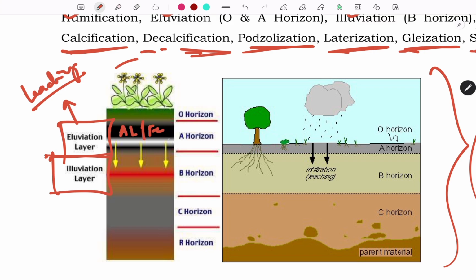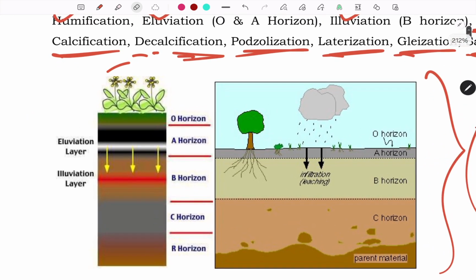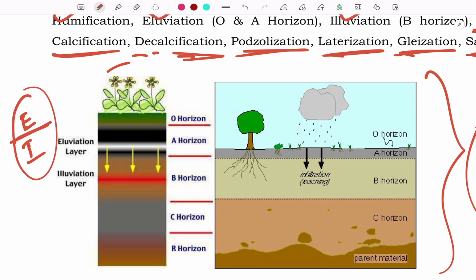iron in this zone get leached into this layer, and this layer is called the illuviation layer. See, how can you remember these two layers? These two layers are important, okay? We have to remember them. Eluviation and illuviation layer. If you think alphabetically, E comes first, then comes I. So you can remember like this: E comes first means the eluviation layer is first, and the illuviation layer comes after the eluviation layer.